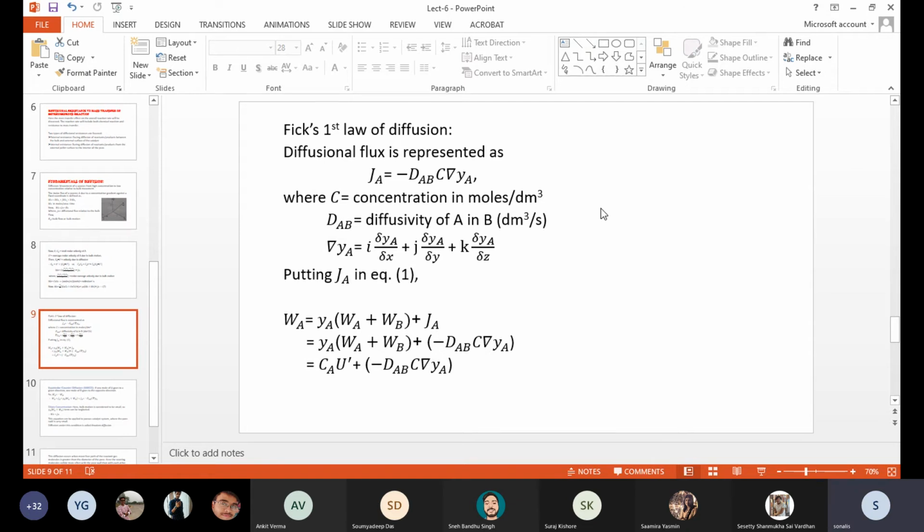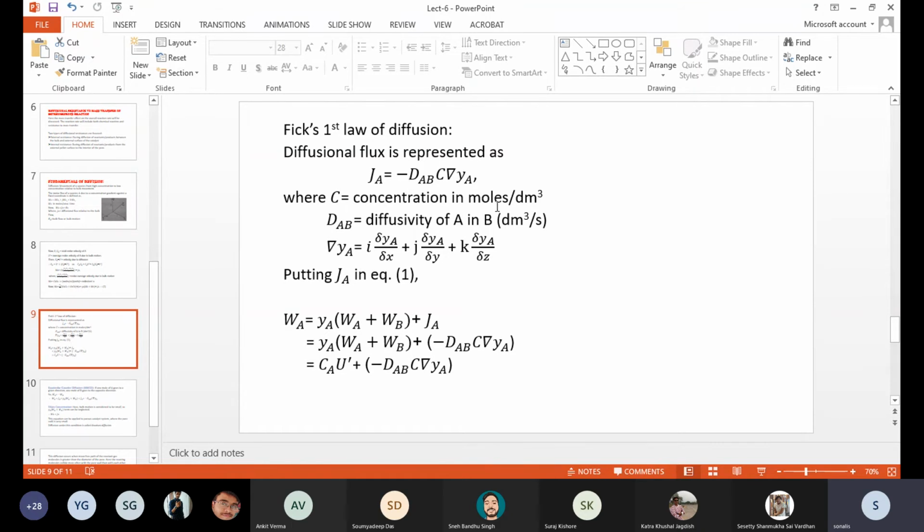Now, if we consider Fick's first law of diffusion, we can write the diffusional flux as JA is equal to minus DAB C nabla YA. This nabla YA is the mole fraction gradient in 3 coordinates, and DAB is the diffusivity of A in B. The minus sign is because the concentration is decreasing from high concentration to low concentration. That is the reason we put the minus sign in Fick's first law of diffusion.